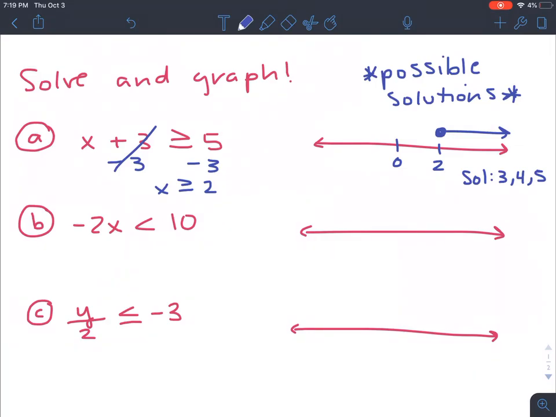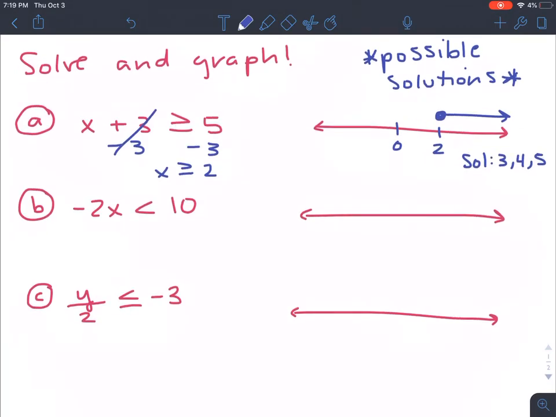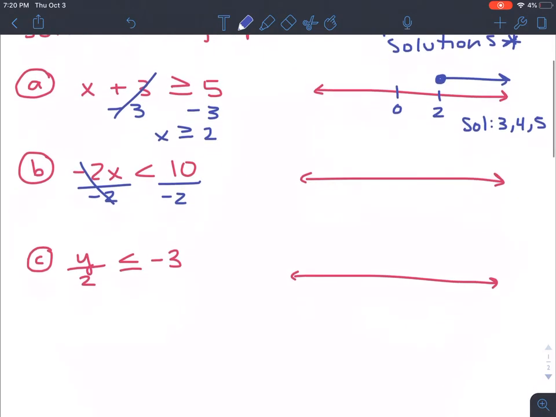Next inequality, I need to get x alone. So to get x alone in this example, I am undoing multiplication by -2, so I have to divide both sides by -2. But remember, don't let me trick you. If I multiply or divide by a negative, I have to flip the sign. So everything else is going to stay the same, but the sign's just going to go the other direction. So I'm going to get x is greater than, and then 10 divided by -2 gives me -5. So nothing crazy at all.